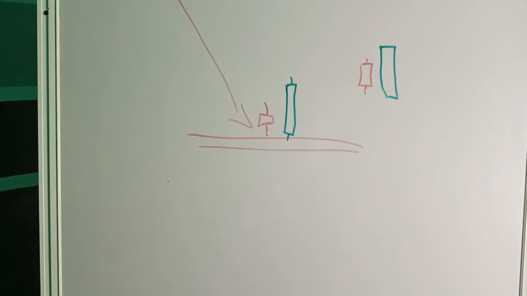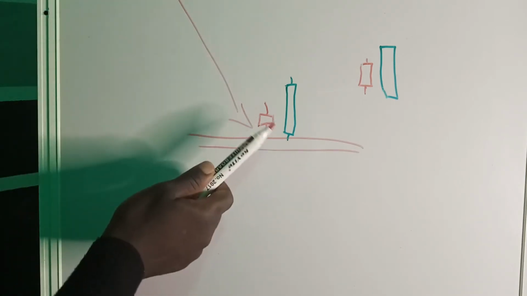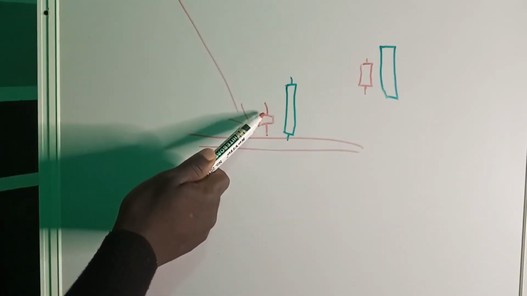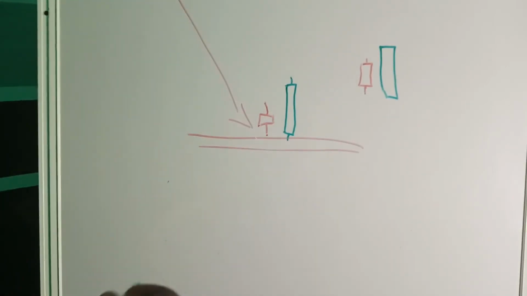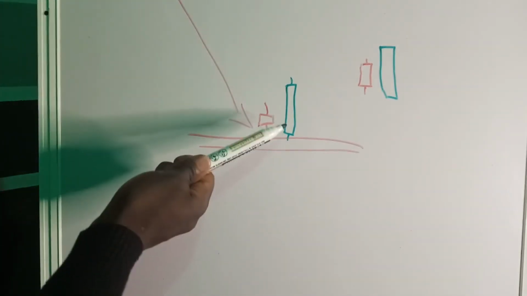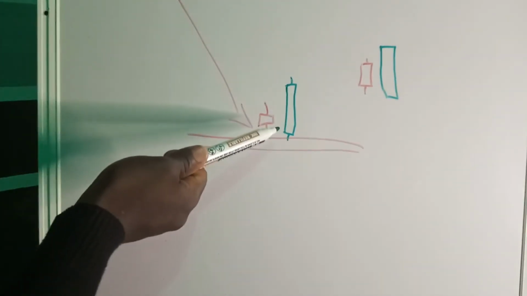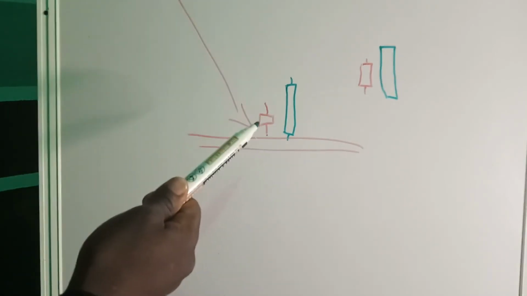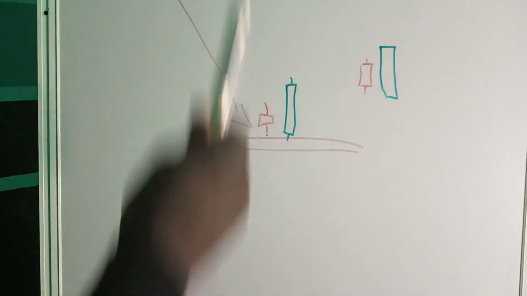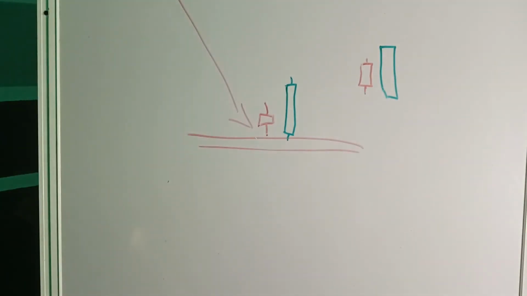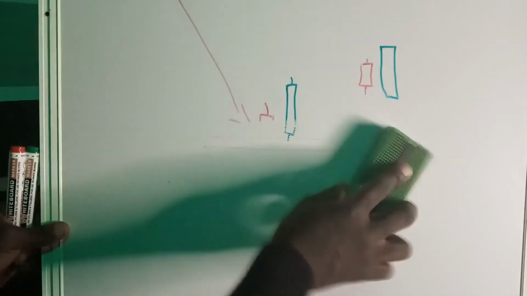Now this indicates that after a bearish trend, this small candlestick indicates slowdown of the bearish trend, and then this bullish candlestick indicates now that the bulls are beginning to enter the market and will most likely have a bullish trend coming. Now this is the bullish.